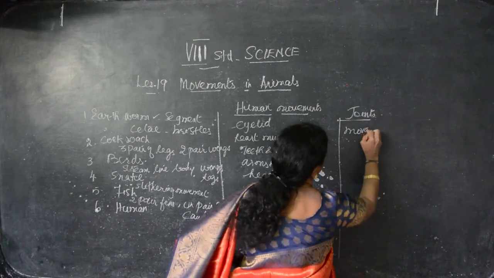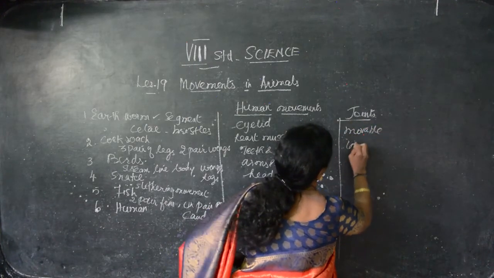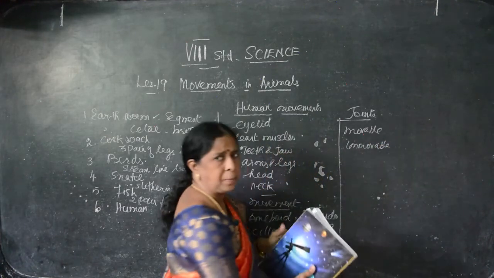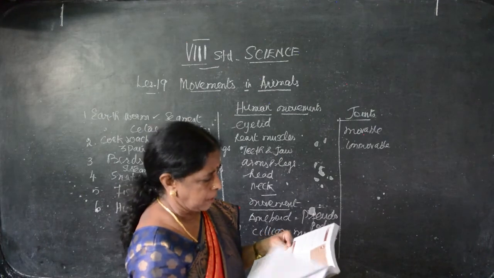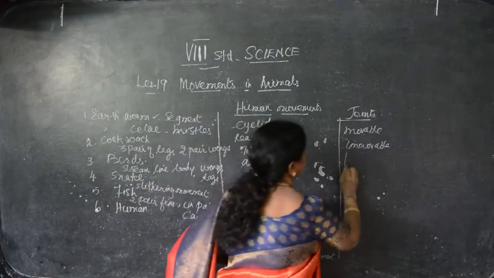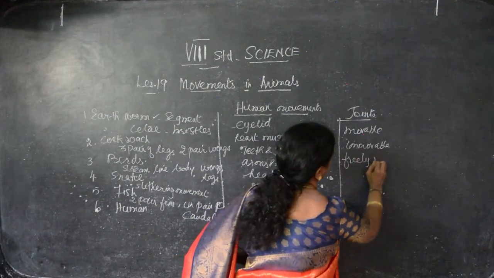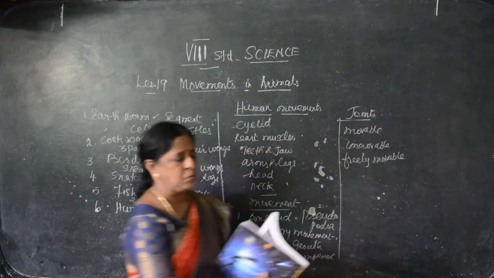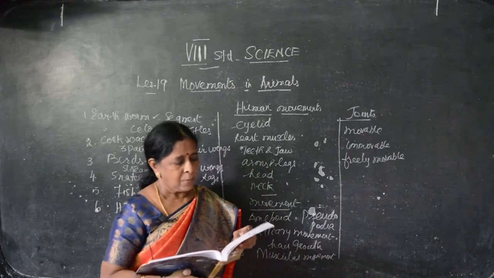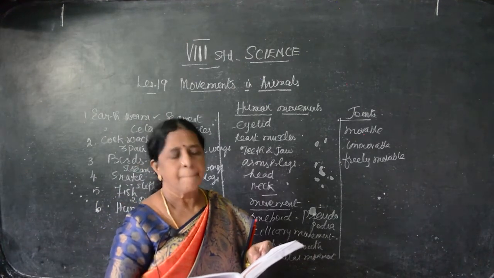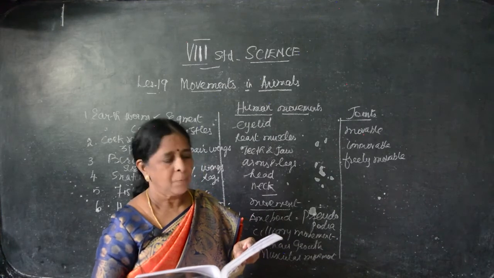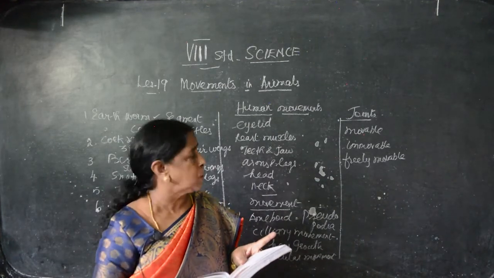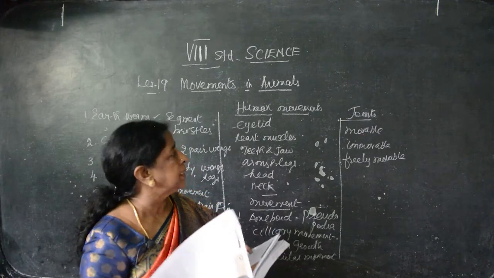Movable, immovable. Some of the joints can move, some of the joints cannot be moved. Freely movable. Three kinds of joints are there. The point at which two separate bones meet in a place is called a joint. Fixed joints and movable joints.